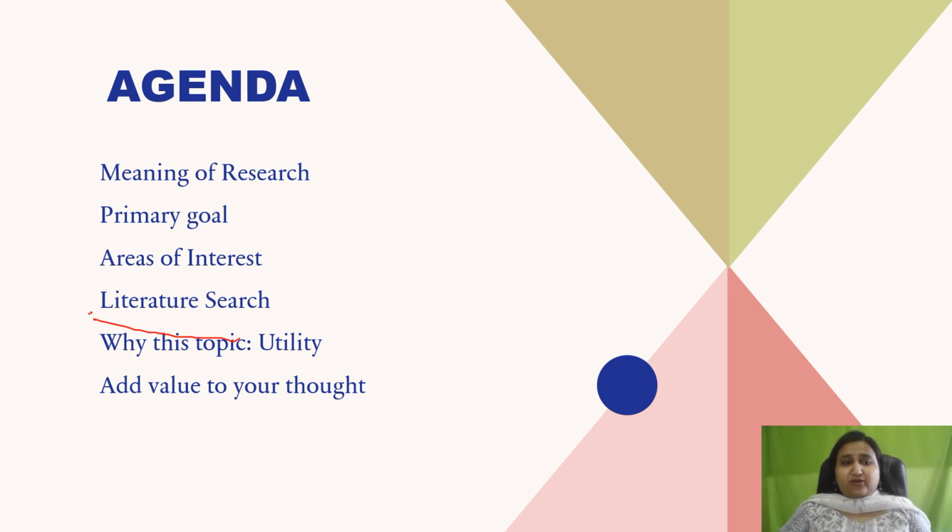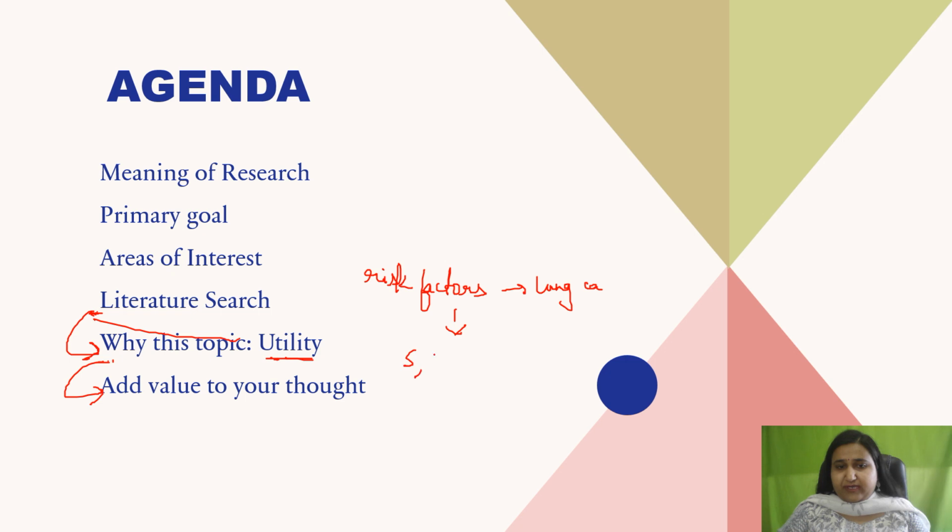Now, if after doing literature search you think this topic is good to go, then please think about why this topic is important. That means the utility of your study. Then you have to add value to your thought. For your basic thought of identifying risk factors for lung cancer, from here we came down to smoking and alcohol consumption on lung cancer.